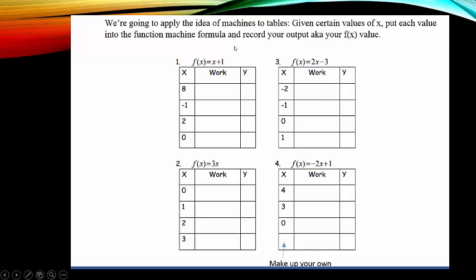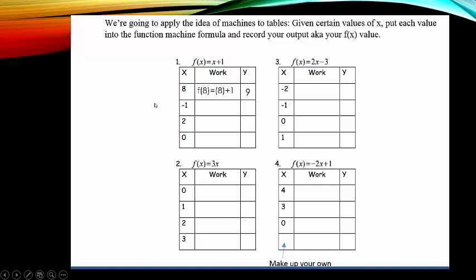So what we're going to do with these is we're going to take the idea, we're going to pretend each of these tables is a function machine. You have a formula on the machine, and these are your inputs. So the way we do this is what our function machine is going to do. Instead of f parentheses x, it's going to say f of 8. And instead of x plus 1, it's going to be 8 plus 1. And when I add 8 plus 1, I get 9.